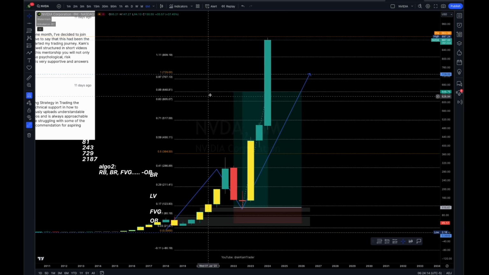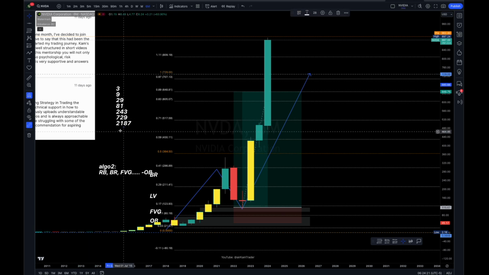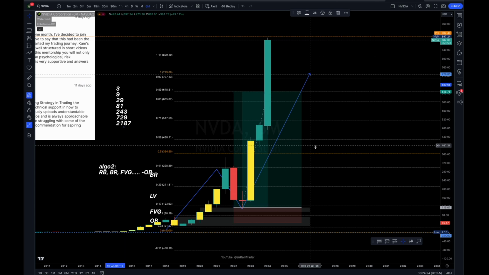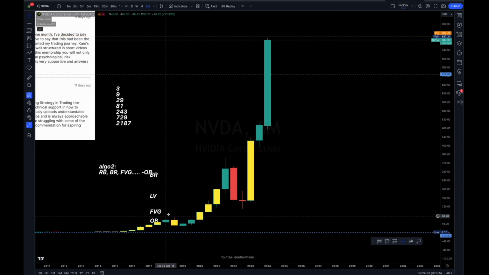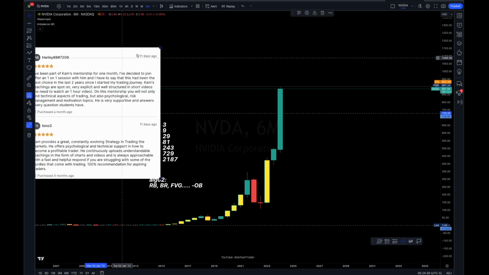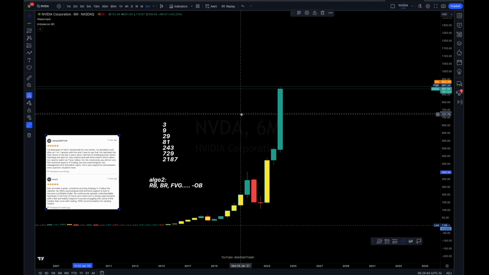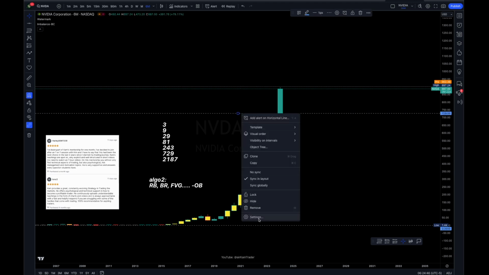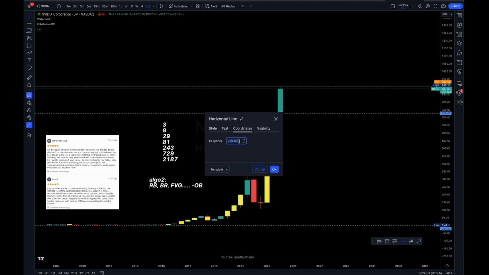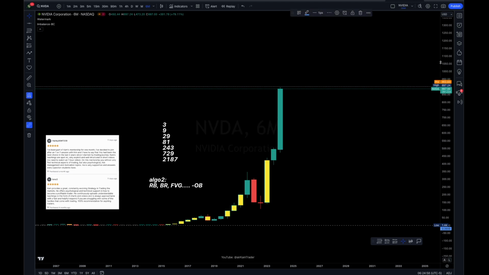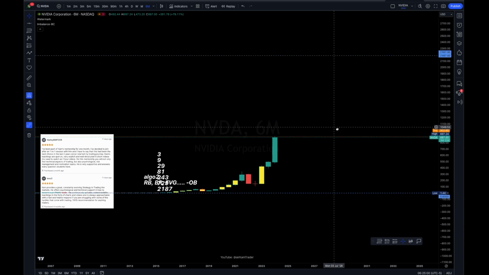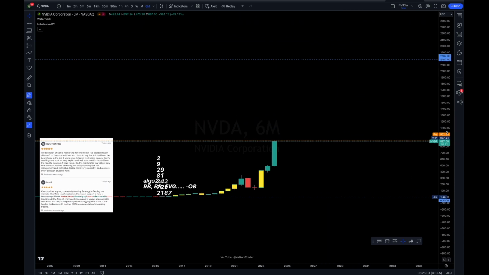Now, once price broke above 729, what did we have? We had a range expansion. So the next high is now 2187. So let's clear this up. Okay, now let's think about what is the next dealing range high. So we have broken past 729. So the next high is 2187. This is now the logical high or the target of NVIDIA. If it keeps pumping, this is what we're going to.